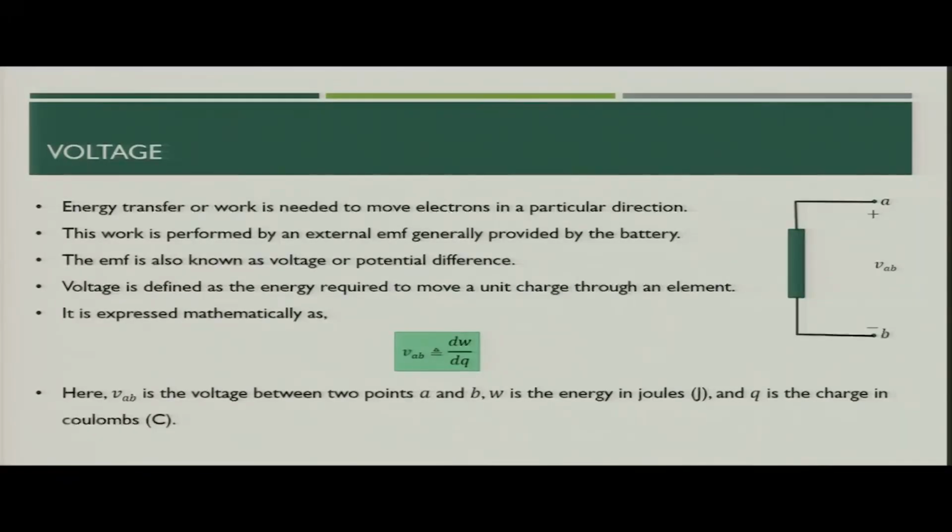Now, let us talk about voltage. Energy transfer or work is needed to move electrons in a particular direction.